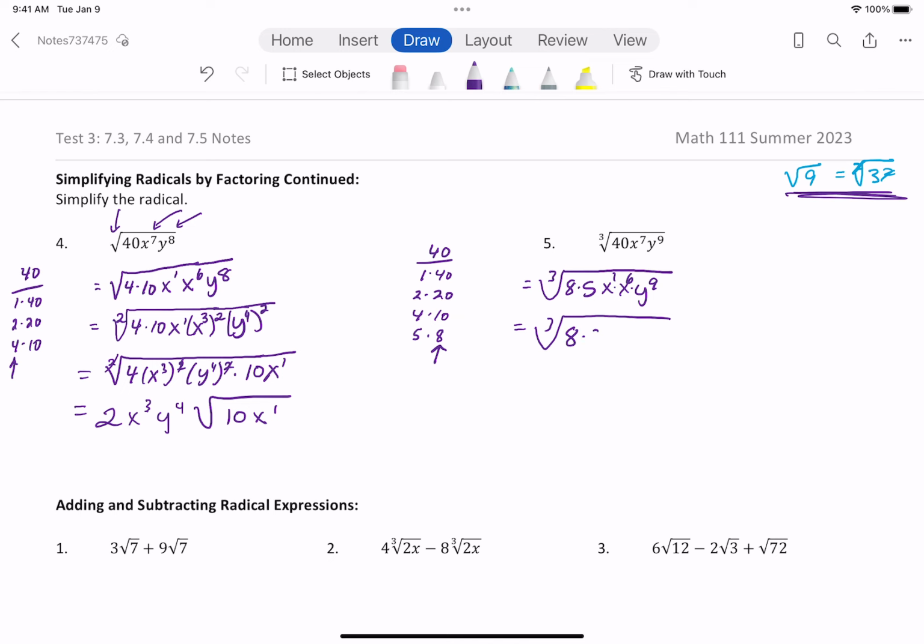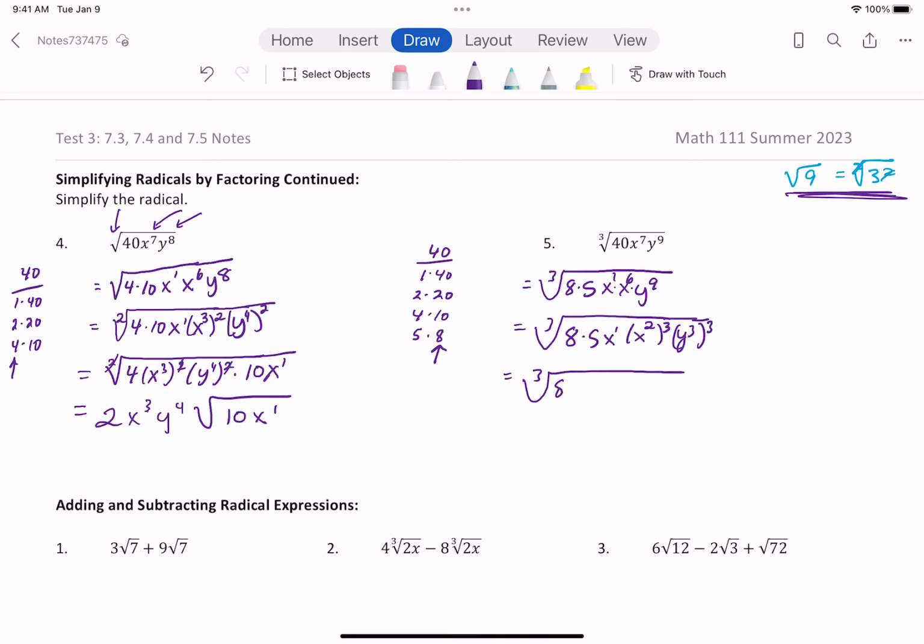So we've got 8 times 5. We can't do anything with the x to the first. We're going to rewrite this one. We want a 3 on the outside because we're trying to match the index. So 3 times what is 6 is a 2. Then for the y, we want a 3 on the outside so it matches the index. 3 times what is 9 is 3.